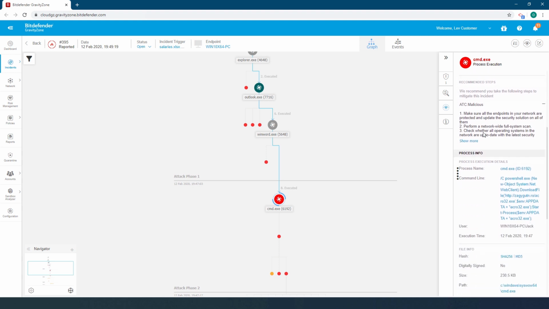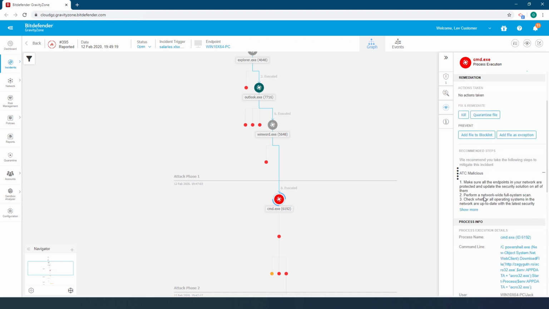In this particular case, we can clearly see in the command line that was run by this process the malicious intent and, of course, behavior that it had.